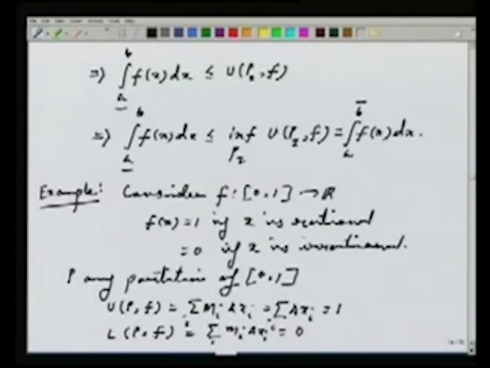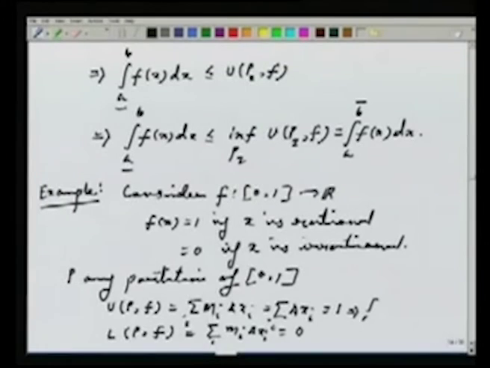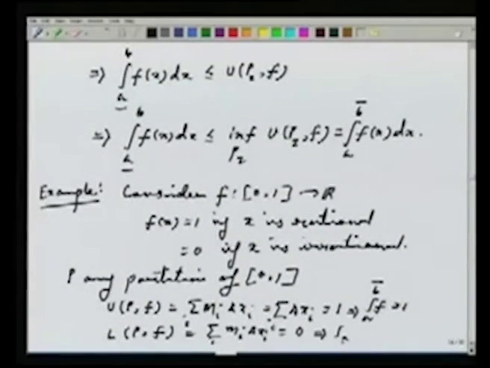Now if you take the infimum over all partitions P, that means the upper Riemann sum is 1. But for all partitions P, L(P, f) is 0. That means the supremum of the L(P, f), that is also 0. That means the lower Riemann sum is 0, which is not equal to the upper Riemann sum, and hence the function is not integrable. So there exist functions which are not integrable.